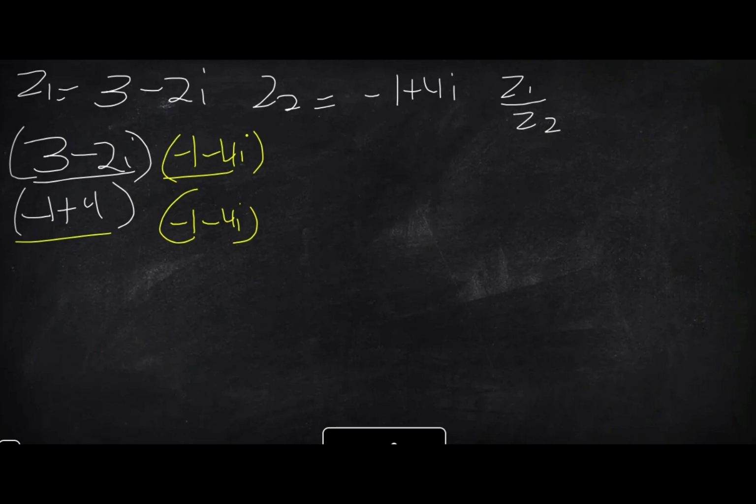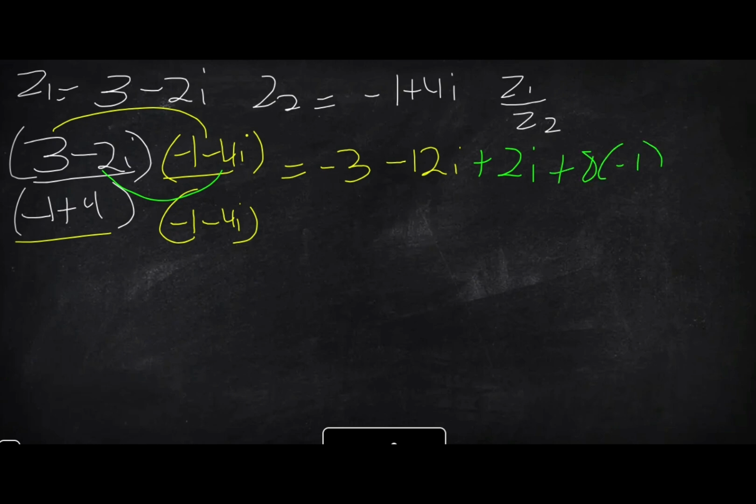The next thing we need to do is expand the numerator. So we take the 3 and multiply through. That gives us -3 minus 12i. We then take the -2i and multiply through. That one also gives us plus 2i, plus 8 into bracket -1.